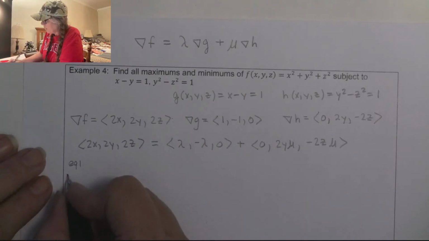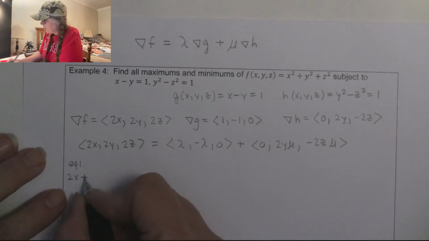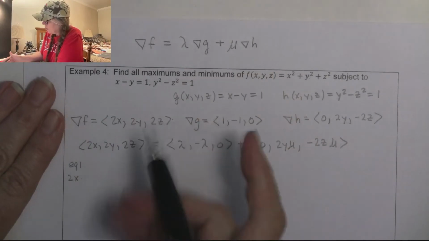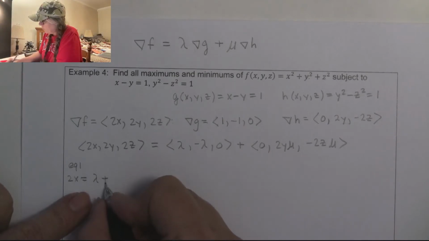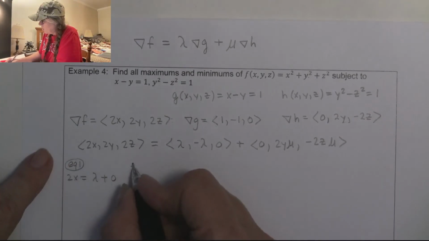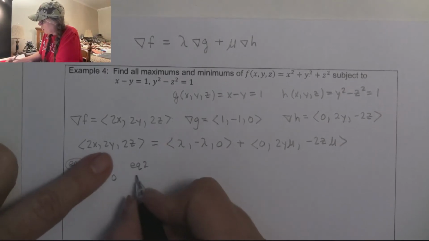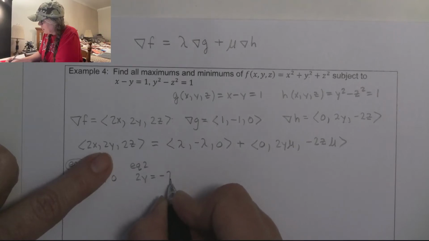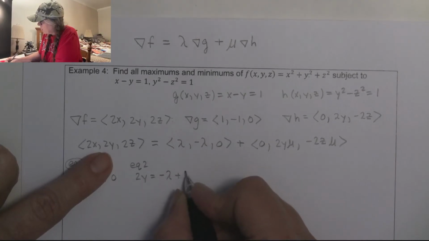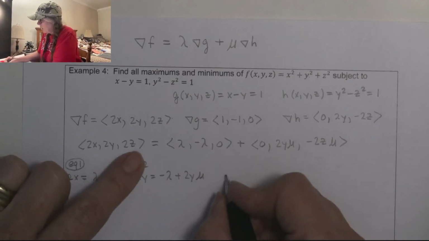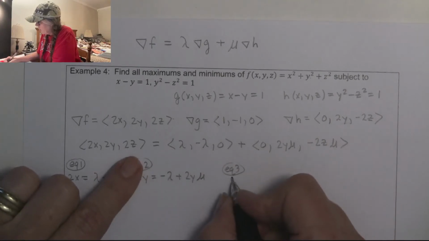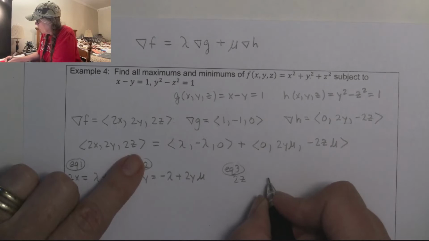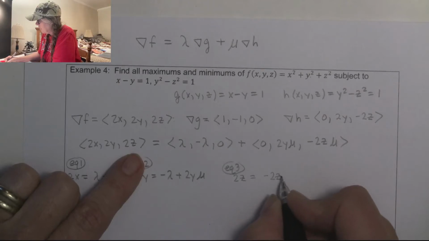And so here we have equation 1 that we're going to get by equating the x components. So I'm going to have 2x equals lambda plus 0. That's equation 1. Equation 2 is 2y equals negative lambda plus 2y mu. And equation 3 is 2z. I like to name them. You don't have to name them. And then 0 here, which is nice. And then minus 2z mu.